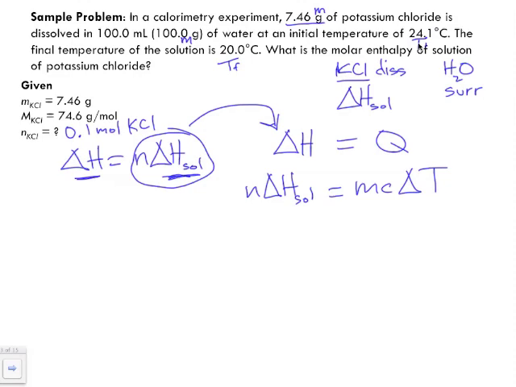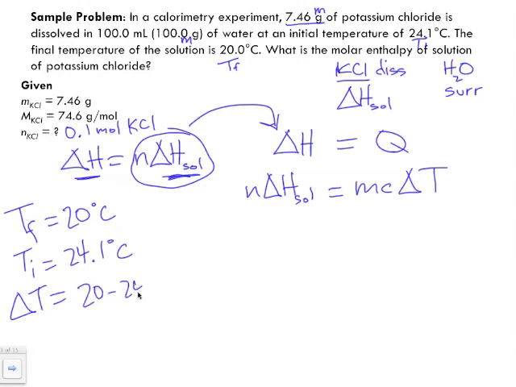Now, one thing to keep in mind, notice here this change in temperature. We've got TF is equal to 20 degrees Celsius. And just for argument's sake, I'm going to remove the 0.0 when I'm solving this question. And we've got an initial temperature of 24.1 degrees Celsius. So in other words, our delta T is going to equal 20 subtracted by 24.1 degrees Celsius, which is going to give us a value of negative 4.1 degrees Celsius.